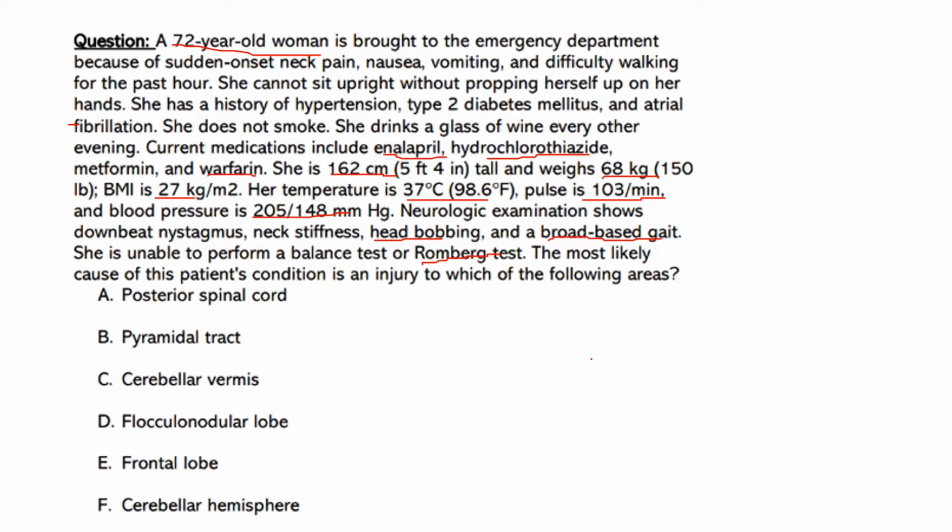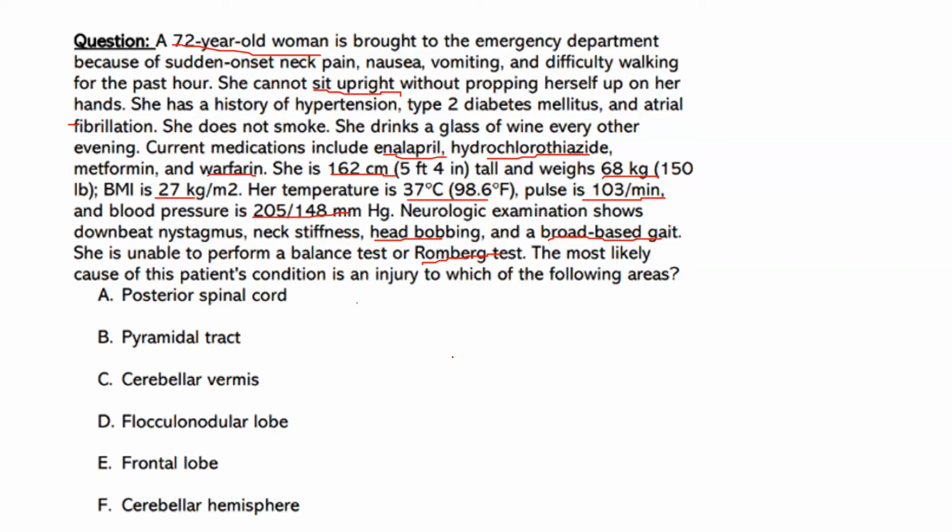Okay, so we're seeing a lot of struggles with the medial parts of the body. She can't sit upright without propping herself up. She's unable to perform a Romberg test. She's unable to perform a balance test. She has a very broad-based gait, which again is more indicating of a medial lesion. And she has neck stiffness and head bobbing, right?